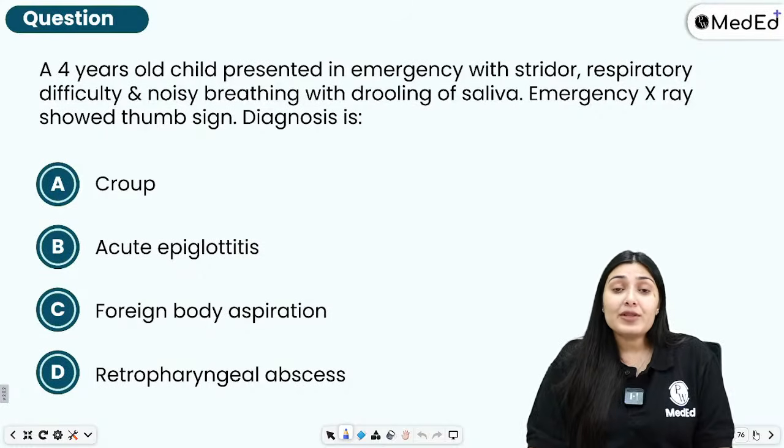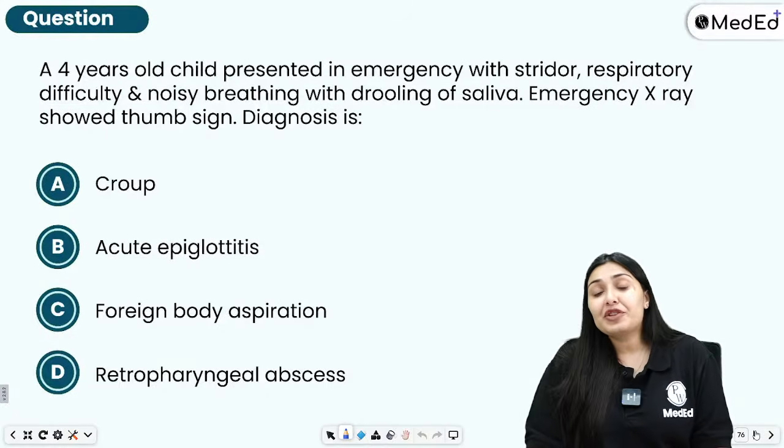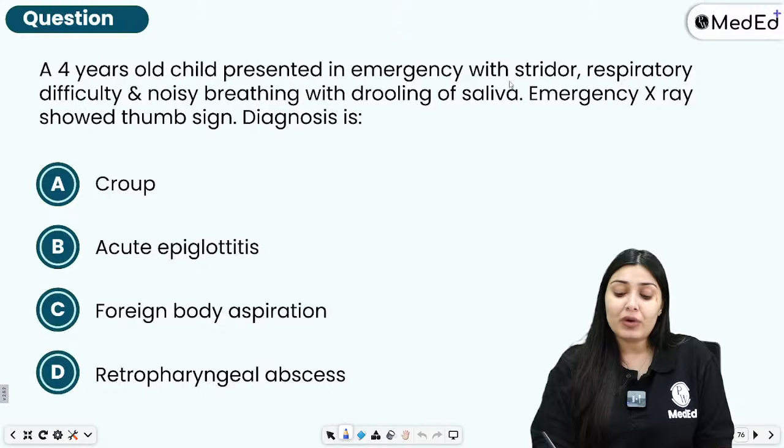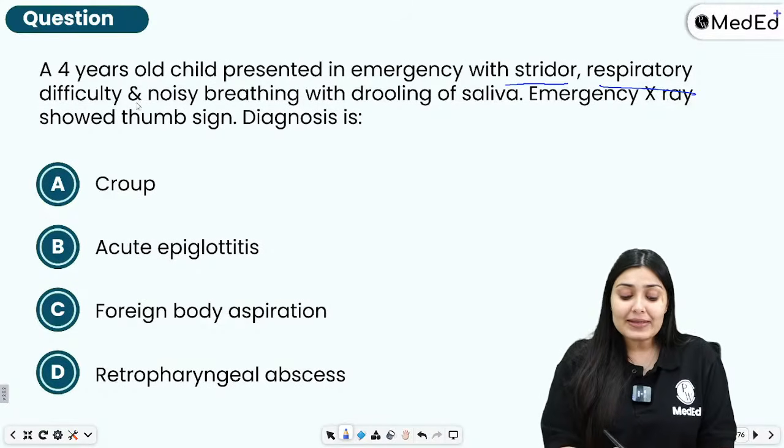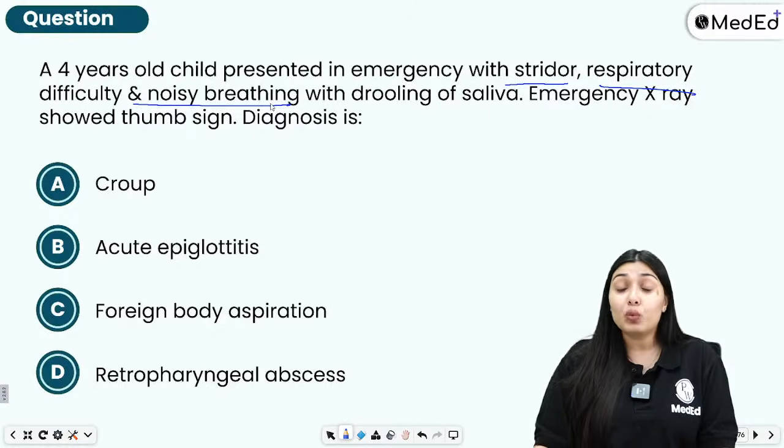Now let's move to the next question. Infection of the airway. A 4-year-old child presented to you in the emergency with stridor, respiratory distress, noisy breathing and drooling of saliva.